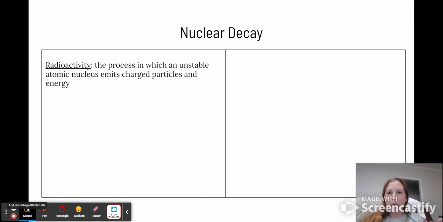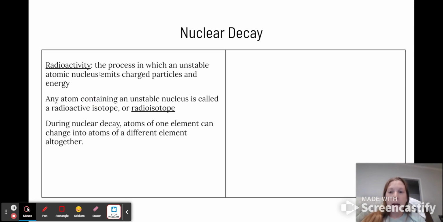So, first off, let's just define what radioactivity is. This is the process where an unstable nucleus emits a charged particle of a certain type and energy as it decays. Any atom containing an unstable nucleus is called a radioactive isotope or radioisotope, which is how we'll refer to it from now on. And during this type of decay, atoms of one element will change into atoms of a different element altogether. So instead of looking at electrons here, which is what we tend to see changing, we're actually looking at proton number changing.